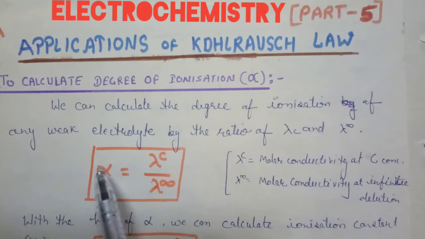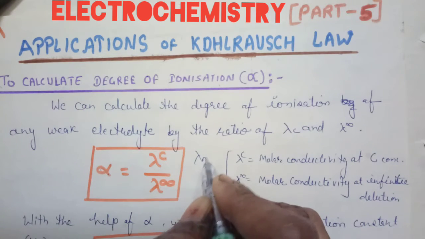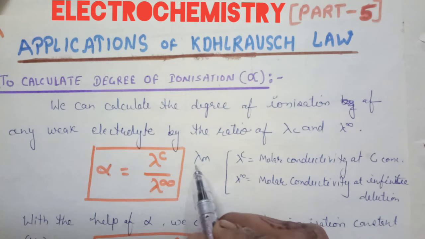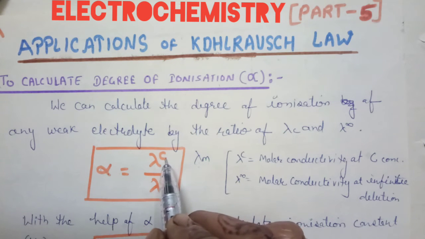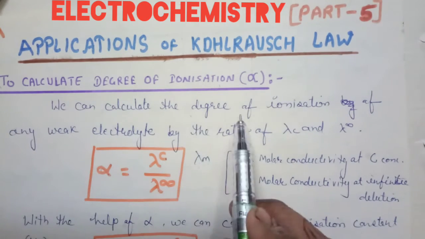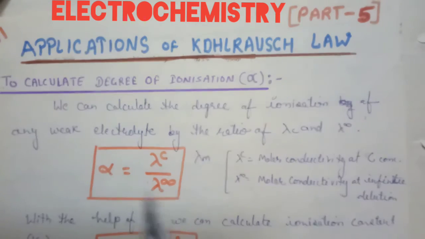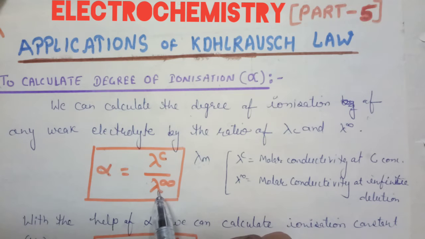How? This is the degree of dissociation or degree of ionization, alpha. Alpha is always the ratio of lambda c, or we can say lambda m, which means the molar conductivity at concentration c, and lambda infinity, which means the molar conductivity at infinite dilution. So the degree of ionization is the ratio of lambda m, or lambda c, and lambda infinity.